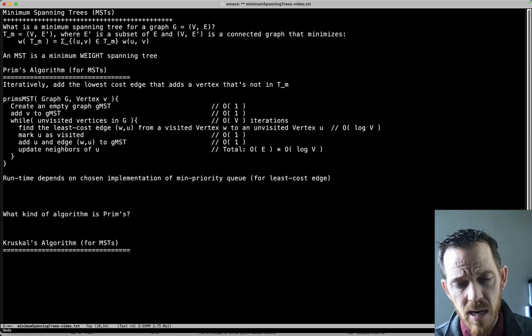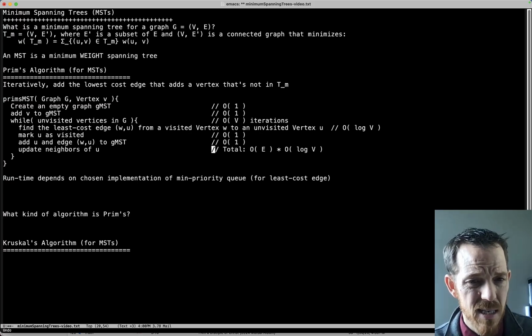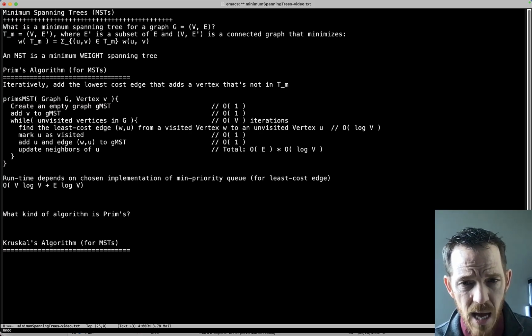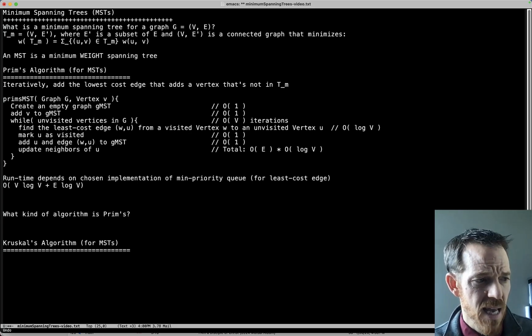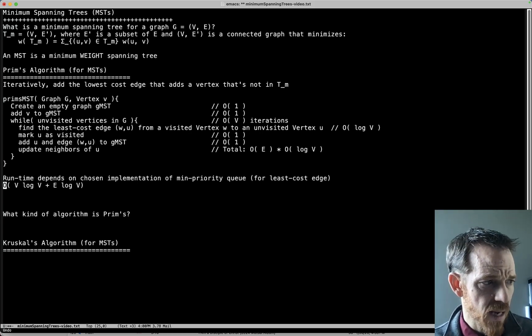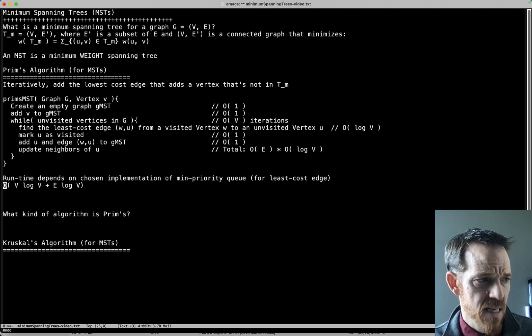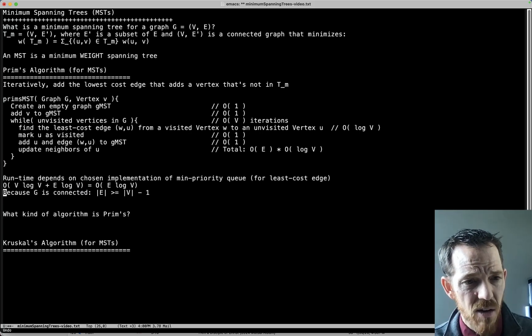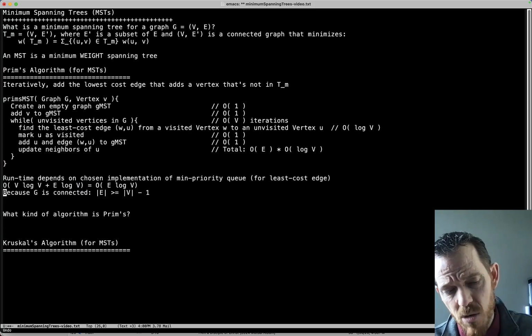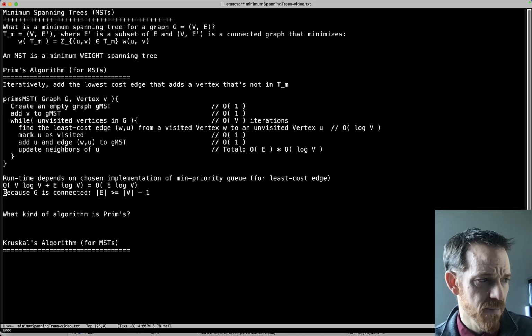And then to update all our neighbors, over all the iterations, we're going to end up having on the order of E times order of log V to update all of those. And so we get an overall runtime of V log V plus E log V. Let's simplify this a little bit. We can say it's on the order of E log V because we're assuming that G is connected, and therefore the size of E is at least as large as the size of V minus 1.